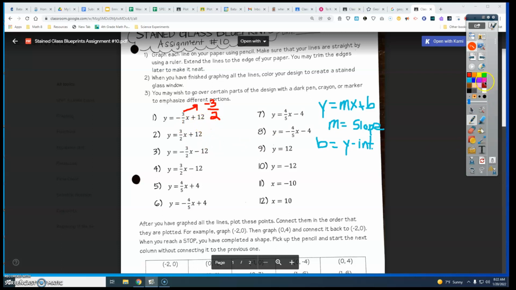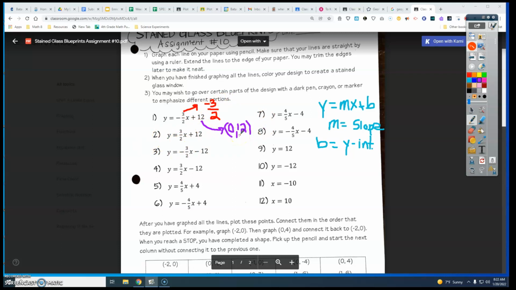And if I change colors and we'll go to purple, your graph should start at 12 on the y-axis. So that point would be (0, 12), right? We're going to graph it, just to show you, on the next page, but I want you guys to see these are the kind of things you should be doing when you're going through these questions. You should be going through each one, making sure you know what your slope is and where it's starting. It's very important to take your time.